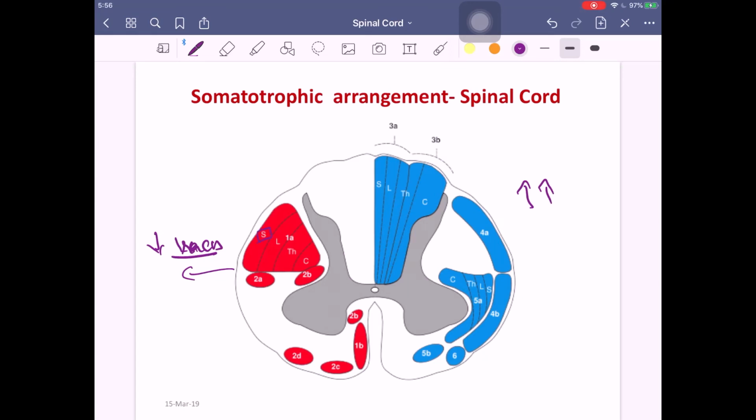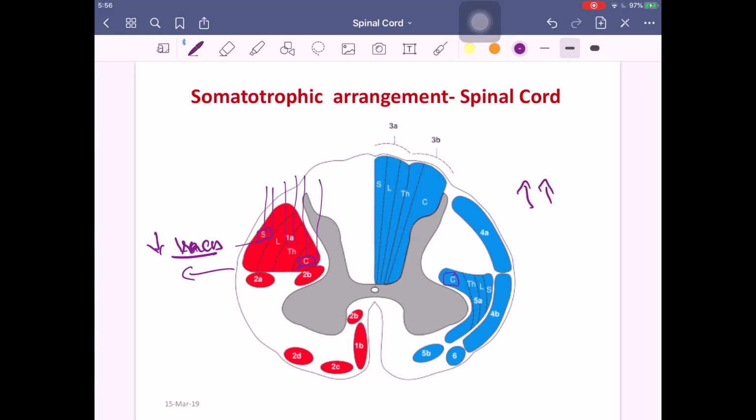So your sacral region is located, for example in the pyramidal tract, at the periphery, whereas cervical is located here. That means the nerve fibers which are supplying your foot musculature are located at the periphery, whereas the nerve fibers which are supplying your hand musculature are present close to the midline. So these are the fibers which are coming like this. As they go down, they keep moving laterally, and that's how the lower limb, or the foot, is supplied more laterally. So this is a similar arrangement to what we have.